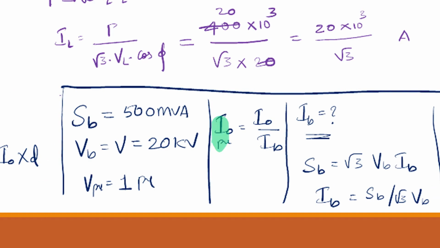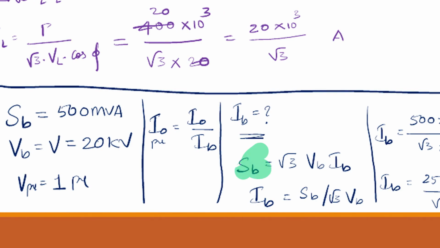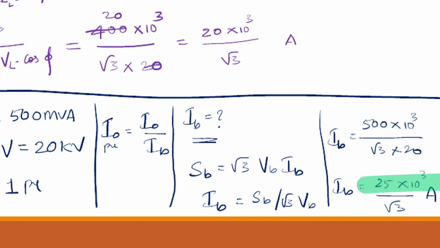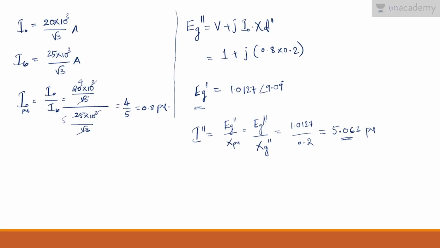To find the per unit current, I0 per unit is always equal to the actual value by the base value, actual current by base current. The actual current is known here. I need to find the base current. Base MVA SB equals root 3 base voltage into base current. Please remember this formula. From this, IB equals SB by root 3 VB. Putting in the values, you get 25 into 10 power 3 by root 3 amps as the IB value. Now I know the actual load current and the base current, so the per unit current is actual by base. Solving, I get 4 by 5, that is 0.8 per unit, as my pre-fault load current in per unit.